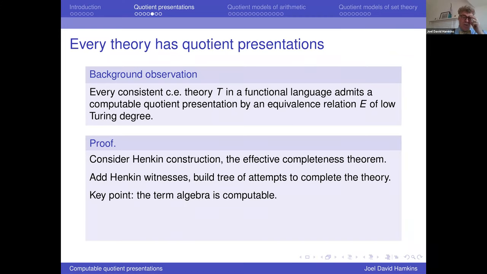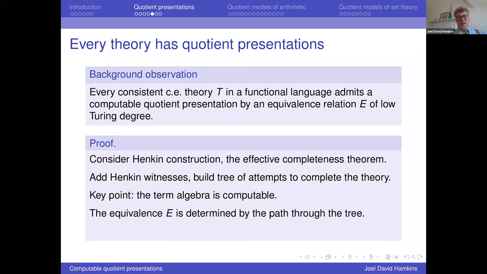And so the term algebra is complete, and the equivalence relation is what comes from the branch of the tree. Of course, I pick a branch of the tree, and that's going to tell me when I should identify two terms as being equal or not. And then, of course, the Henkin proof shows that the resulting quotient is a model of the theory. And so what we've got here is a computable structure, the term algebra, modding out by the equivalence relation, which might not be computable, that comes from the branch of the tree. But the equivalence relation will be low because every computable tree has a low branch by the low basis theorem.